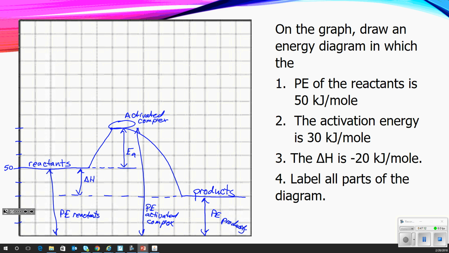I'll give you a second if you didn't get that all down. And that would be labeling all the parts of the diagram. Any questions, any problems with actually labeling this and drawing it? Mason, put it away.